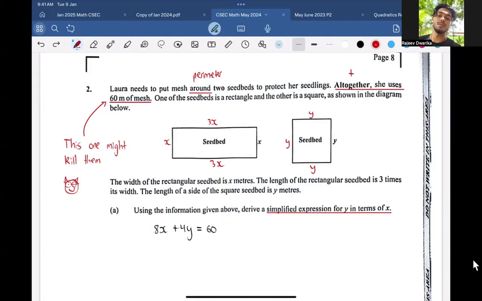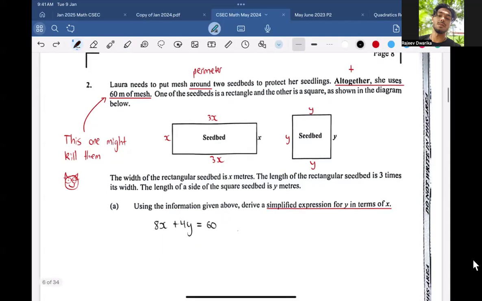I want you to look at the numbers. We have 8, we have 4, we have 60. Those numbers have anything in common? 4. So if they have 4 in common, what we could do on all sides, we could divide by 4. Yes. Tell me what we would end up with.